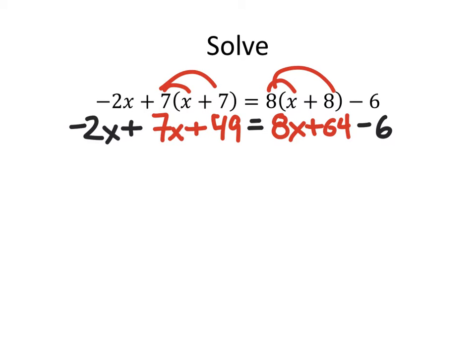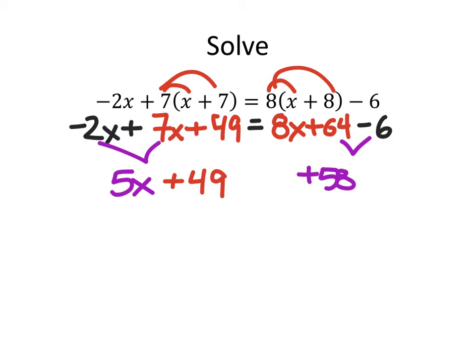Now that I've done the distribution, I would be looking for any like terms that I could combine. On the left side, we've got the negative 2x and the 7x, which would give me 5x. On the right side, we've got 64 minus 6, which would be positive 58. So my new expression now is 5x plus 49 equals 8x plus 58. And we end up with an equation like the one that we saw a couple problems ago, where we've got to isolate the x's first.